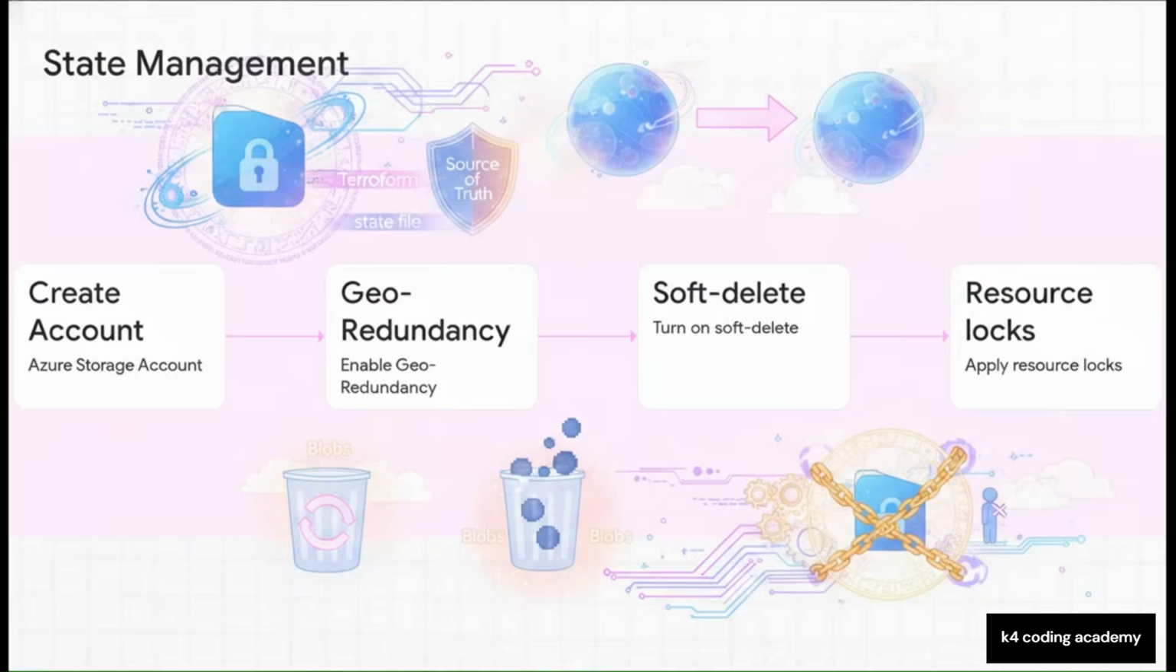And this tight organization feeds directly into remote state management. Your Terraform state file is the absolute source of truth. Honestly, if you lose it, you basically lose the ability to reliably manage your cloud. You should always store this in an Azure storage account. But don't just stop there. You need to build in some serious resiliency. Enable geo-redundancy, turn on soft delete for your blobs, and definitely apply Azure Resource Lock so nobody accidentally deletes the exact file that's holding your entire cloud together.